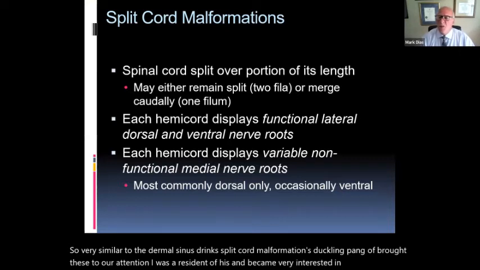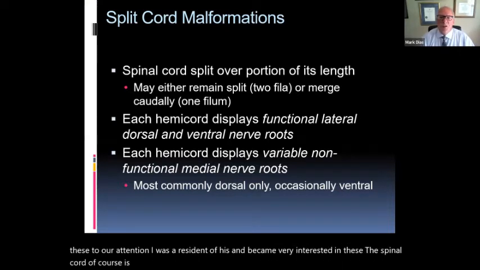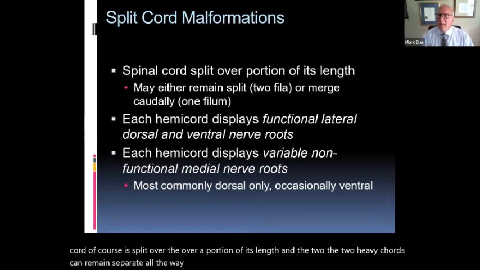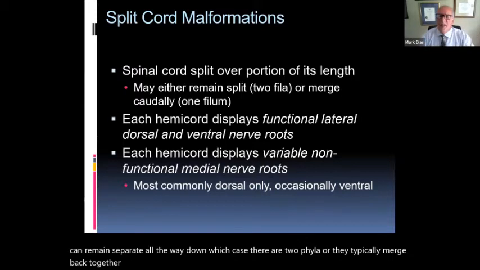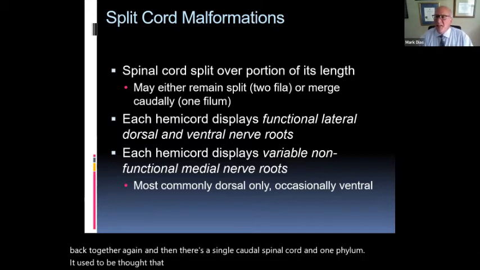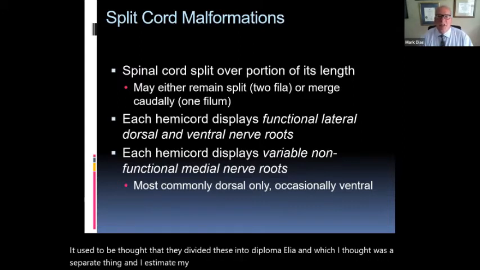The spinal cord, of course, is split over a portion of its length, and the two hemicords can remain separate all the way down, in which case they're two tails, or they typically merge back together again, and then there's a single caudal spinal cord and one tail. It used to be thought that they divided these into diplomyelia, which they thought was a separate thing, and diastematomyelia. But it turns out that each hemicord displays functional lateral dorsal and ventral nerve roots.